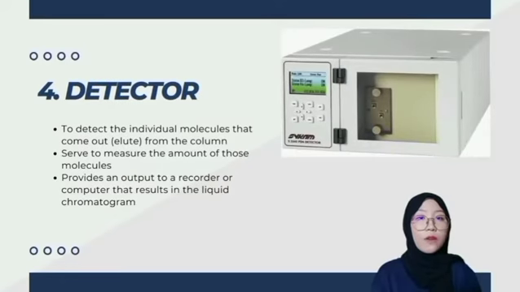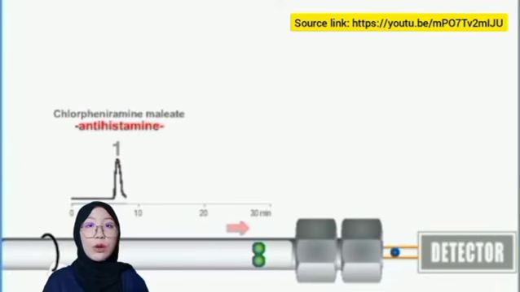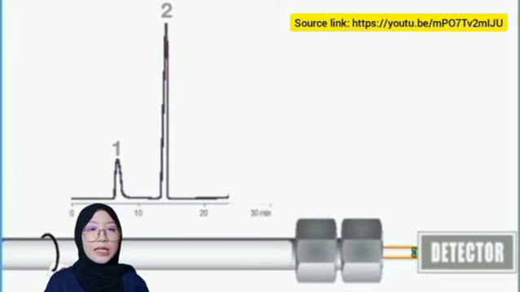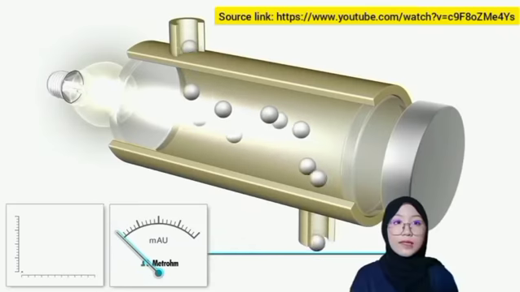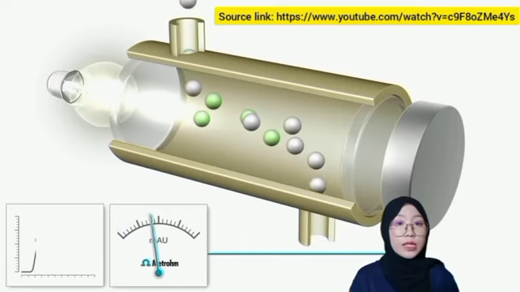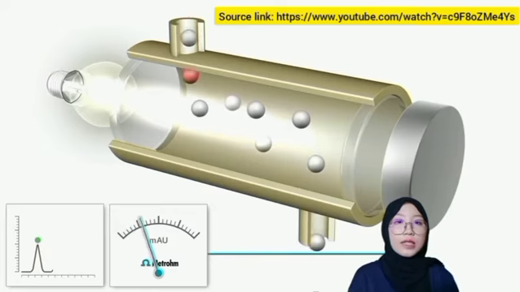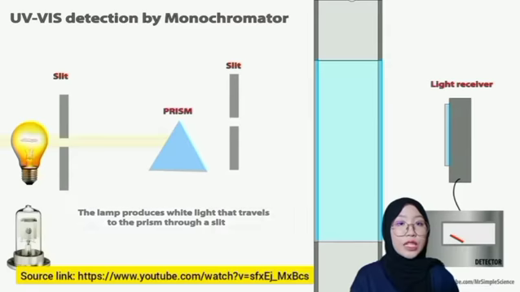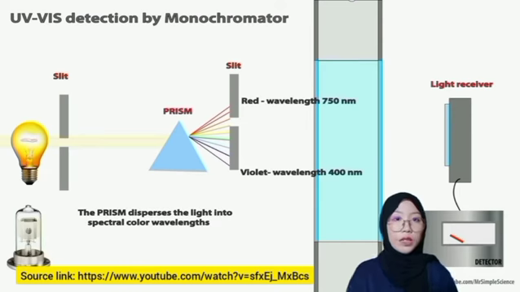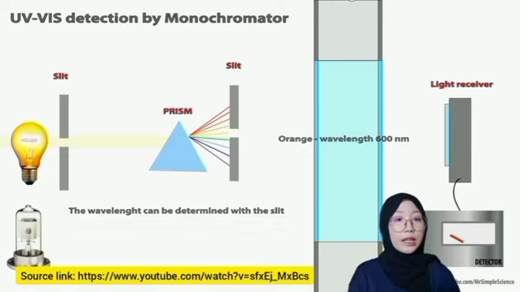The fourth major component of HPLC is the detector, which detects the individual molecules that come out, which is elute, from the column and converts the data into an electrical signal. A detector serves to measure the amount of those molecules so that we can quantitatively analyze the sample components. The detector provides an output to a recorder or computer that results in the liquid chromatogram. The detector is selected based on the analyte or the sample under detection.